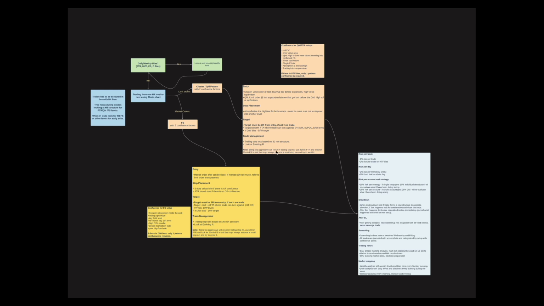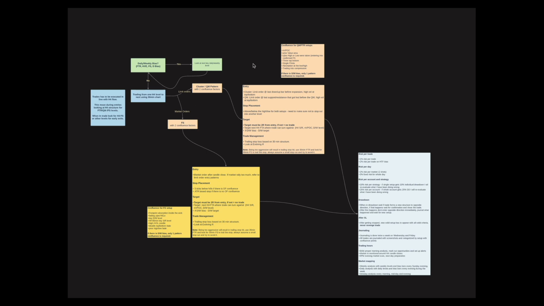Being too aggressive will result in trailing stop hit. Use 30-minute FTR and look for 30-minute fast swing to trail stop. The FTRs are the clusters once again. Always assume a small stop run and try to avoid it. Exactly what I talked about.